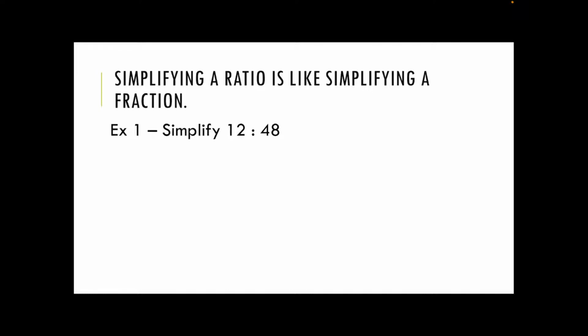So for example 1, we've been asked to simplify 12 to 48. My first thought here is they're both even, so we could divide by 2. They are both also in my 4 times table, so I'm going to try my 4 times table first. So 12 divided by 4 is going to leave me with 3, and 48 divided by 4 is going to give me 12. And then again, they're both in my 3 times table, so I can simplify again to get 1 on the left hand side and then 4 on the right hand side.